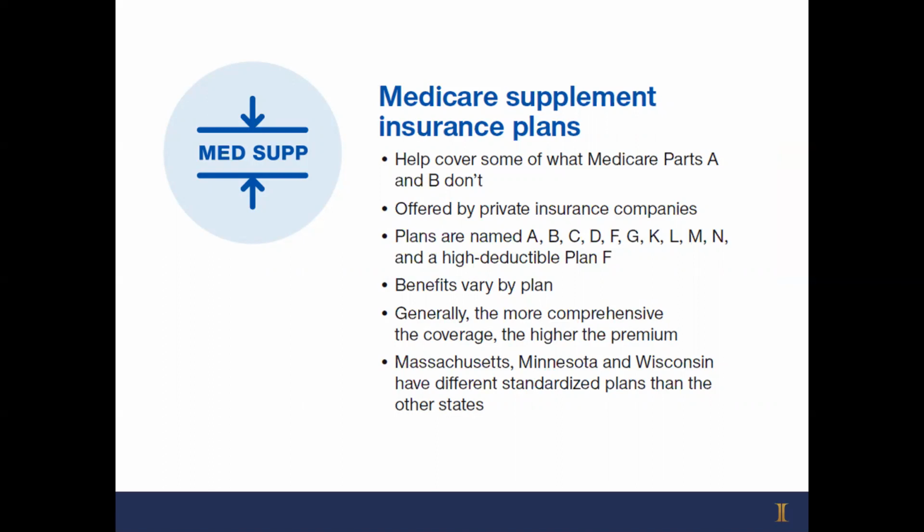The plan options are A, B, C, D, F, G, K, L, M, and N, and high deductible F. There's also a high deductible G plan. Benefits vary by plan. Generally, the more comprehensive the coverage, the higher the premium, which is the case in most insurance policies.